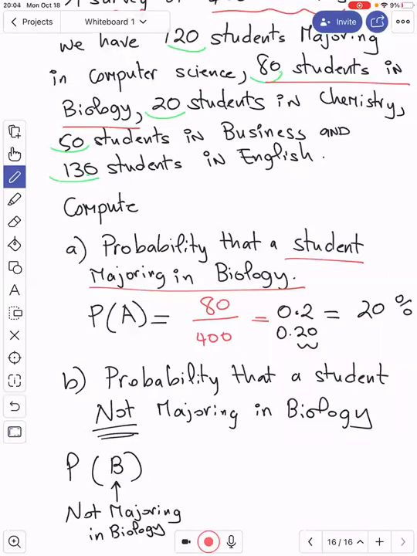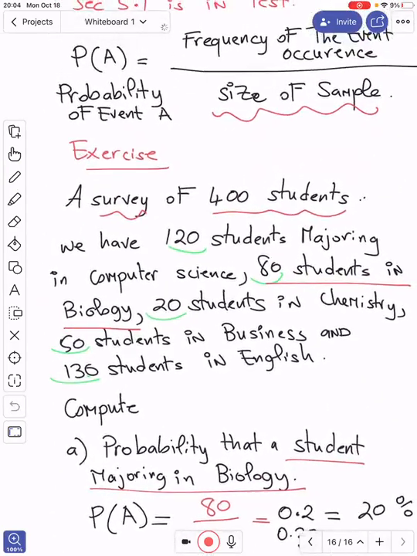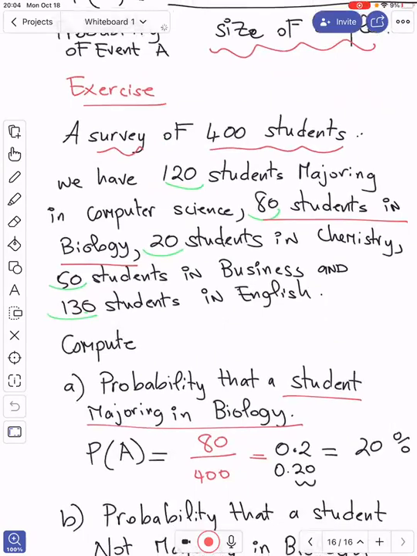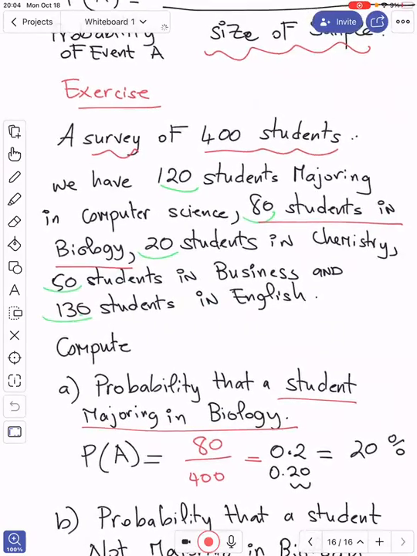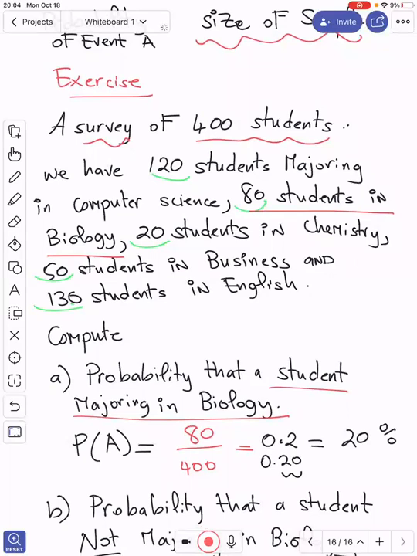There are different ways to compute this. Again, the formula is the frequency of the event over the size of the sample. The frequency of the event is the number of students not majoring in biology. So what we can do is compute the number of students not majoring in biology. We have a total of 400 students.